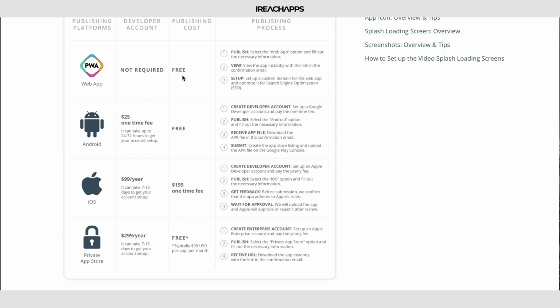For Android, there's a $25 one-time fee for the developer account, and this can take up to 24 to 72 hours to get fully set up. I highly recommend always setting up a developer account prior to when you're ready to publish, just because sometimes those are the tricky things that you can get caught up on. There is no publishing cost for Android.